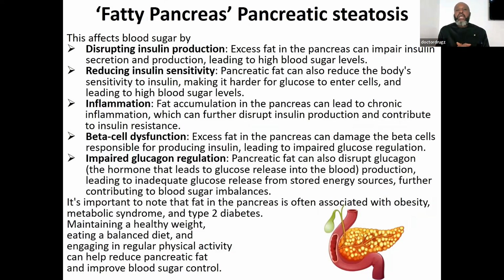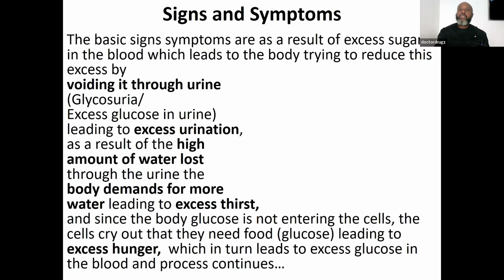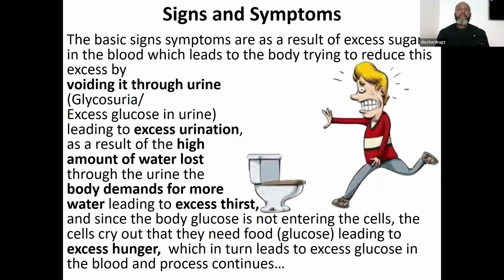Beta cells, or islets of Langerhans, are the cells that produce insulin in the pancreas. And of course, impaired glucagon regulation. And it's important to know that fat in the pancreas is often associated with what? Obesity, metabolic syndrome, and type 2 diabetes. So maintaining a healthy weight, eating a balanced diet, and engaging in regular physical activity can help reduce pancreatic fat and improve blood sugar control. Please, let's take note of weight management, as we just said.